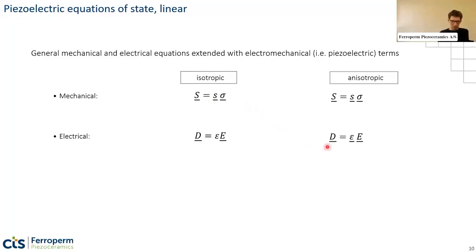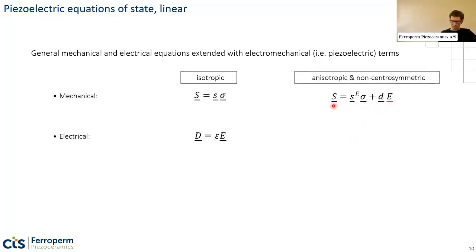And then for the electrical case, it's not enough with just one number describing the permittivity. You actually need, in our case, 2 numbers, but it could be up to 3 different numbers describing the permittivity or the dielectric constant.